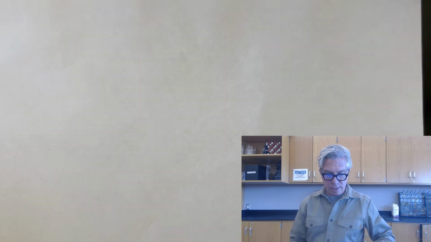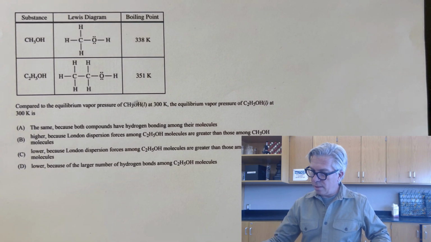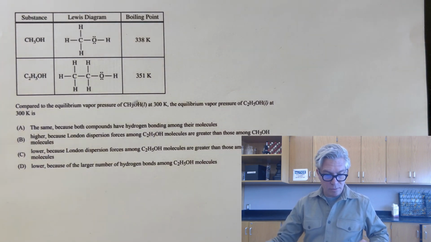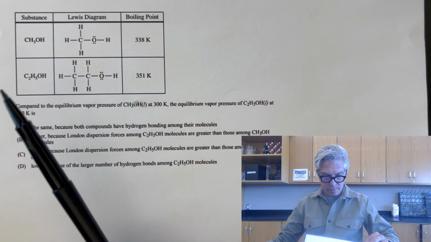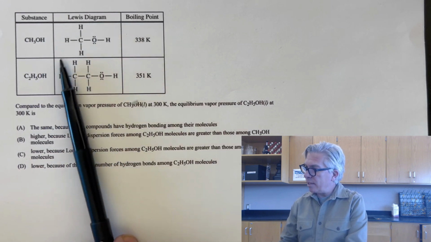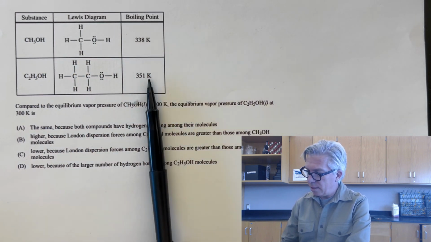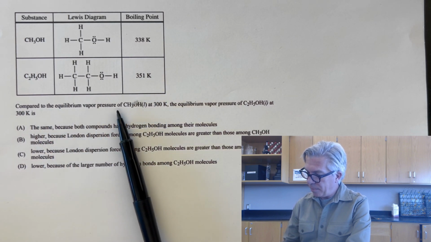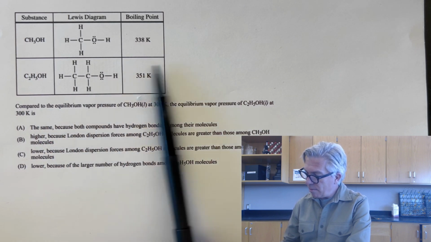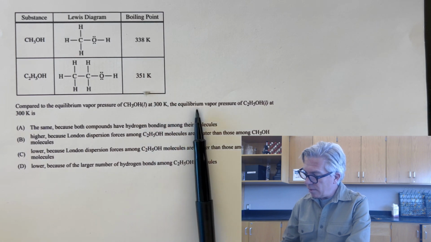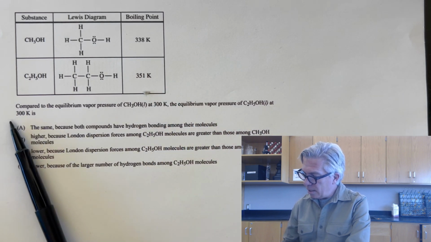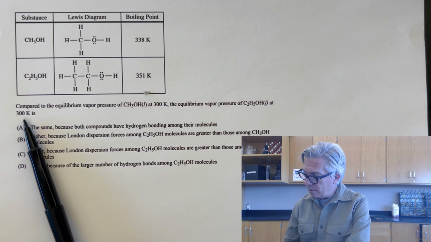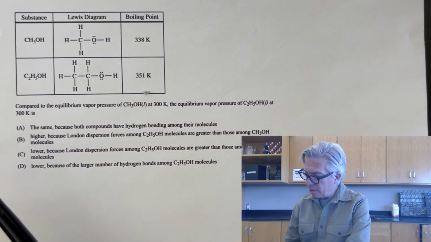All right, we're doing really well. Let's do a couple more vapor pressure. I'll do a couple and then I'll have you try one more. All right, so we have again a table with some substances, Lewis diagrams, and boiling points, which are a little bit higher. Compared to the equilibrium vapor pressure of CH3OH at 300 Kelvin, the equilibrium vapor pressure of ethanol at 300 Kelvin is.